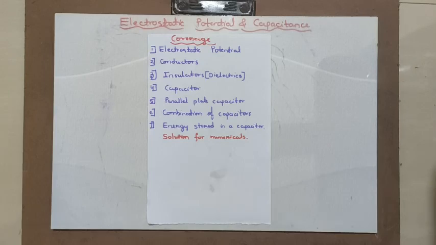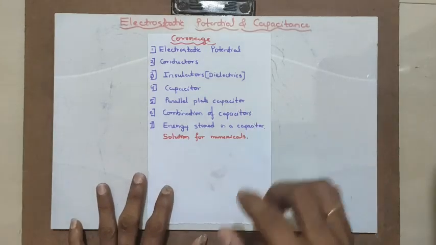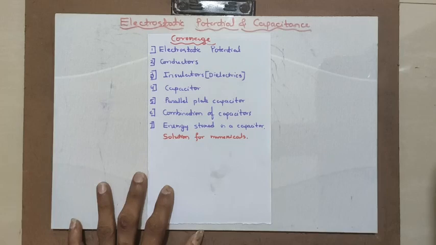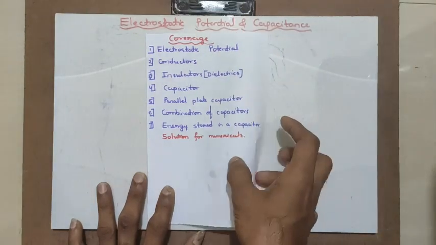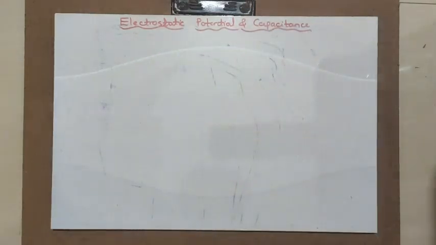Today I will be covering electrostatic potential and capacitance. First I will elaborate the concept of electrostatic potential, and then we shall understand what conductors and insulators are. Then the concept of a capacitor, parallel plate capacitor, combination of capacitors and energy stored in a capacitor. Finally, we shall solve some numerical examples. This is how the coverage will be in this second session.